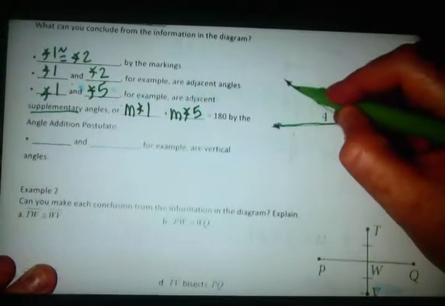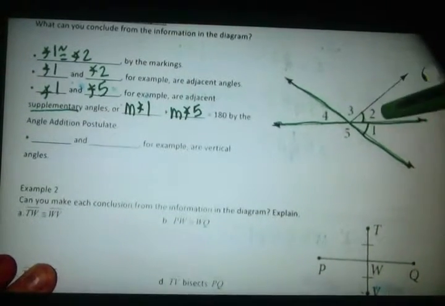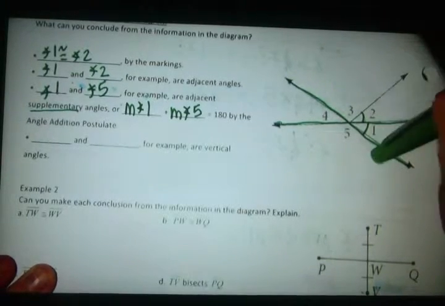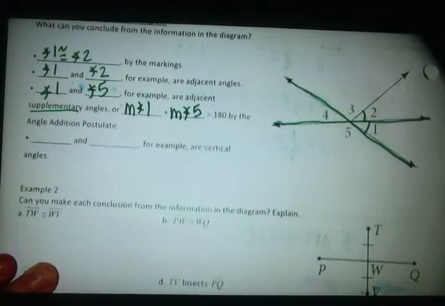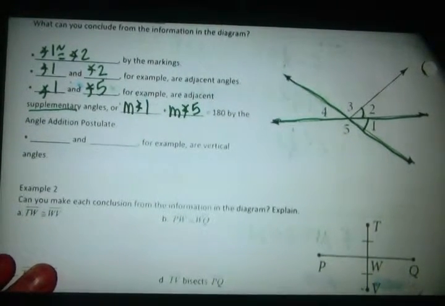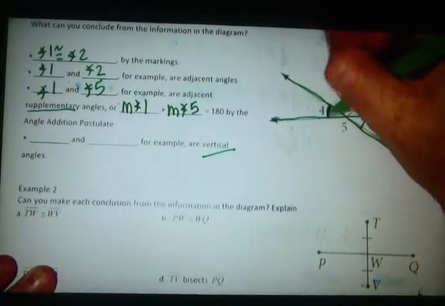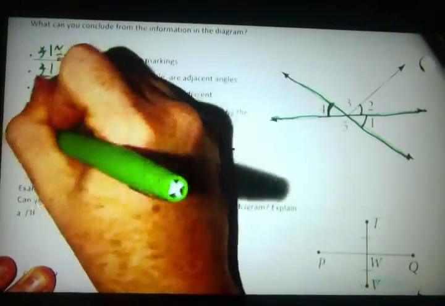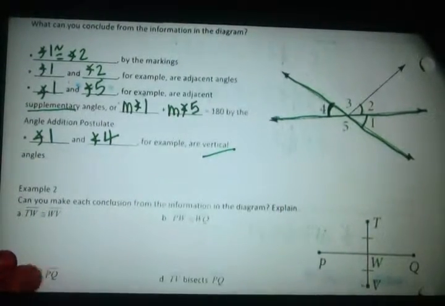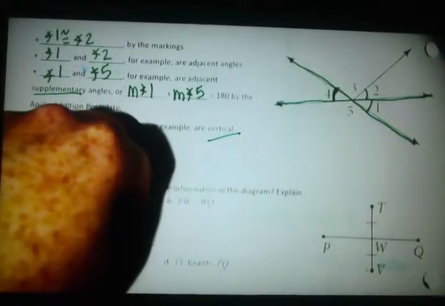Another straight line's here. So that means you can use 4 and 5. But you can't use this 1, 2, 3, because those aren't a pair of angles. Okay. So next bullet, we want vertical angles. The ones going across the vertex here, 1 and 4. So angle 1 and angle 4 are vertical angles. Okay, so all of this you conclude from the diagram.